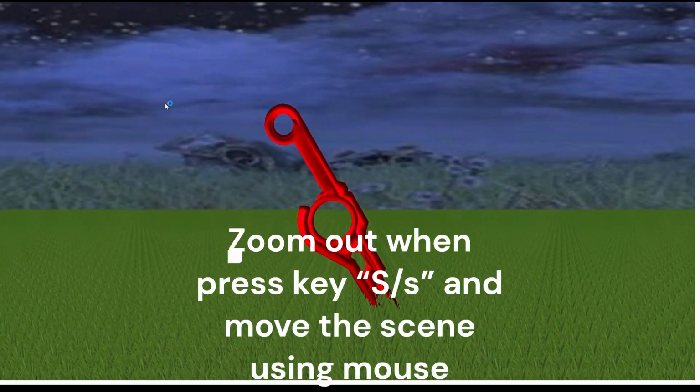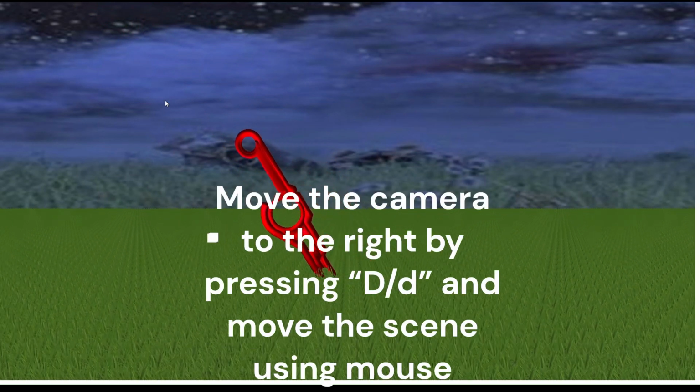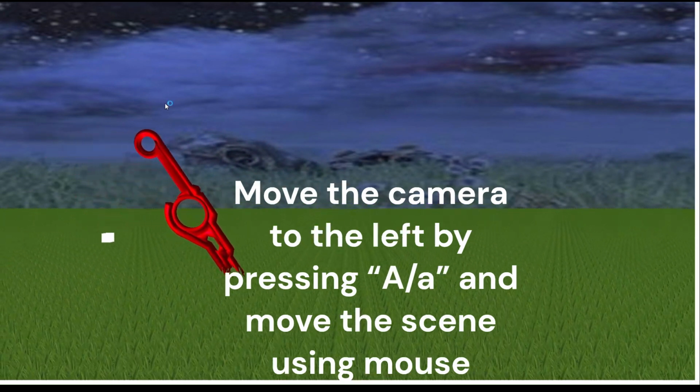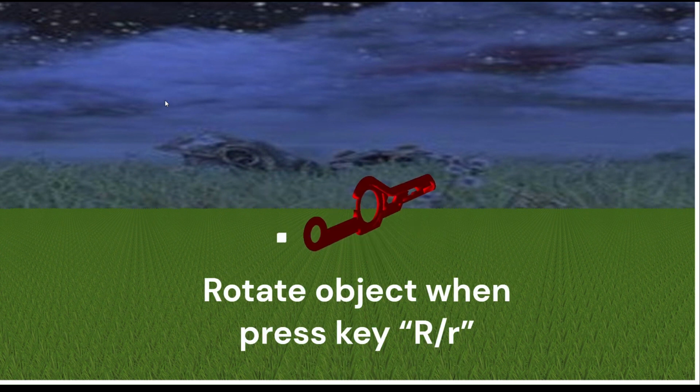So let me go back. And you can go very, very far. So yeah, that's the zoom out. And then I'm going to press D to move it to the right. And then I'll press A to move it to the left. Back to the starting kind of position. And then what I can do as well is press R to rotate the object.